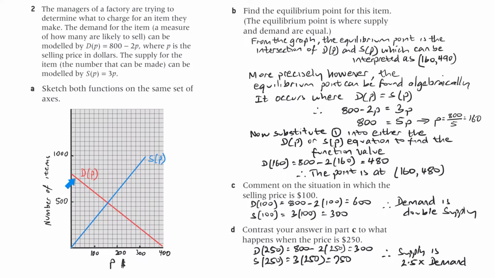But how do we actually draw them? Well, let's have a look at the demand function first. This is of the form y equals mx plus b. That's the m, which is minus 2. B is 800, so we know that's the y-intercept. It crosses at 800, so we've got that point.